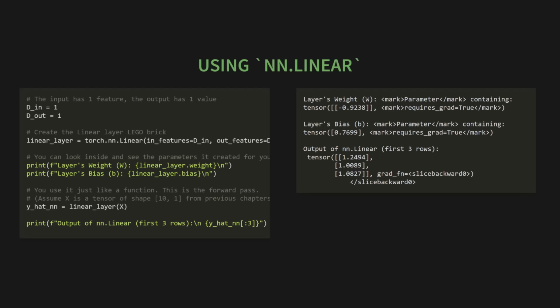And to use it, you just use it like a function. This is the forward pass. We just call y_nn equals linear_layer and pass in our x. And you can see the output of nn.Linear right there on the slide. So much cleaner.